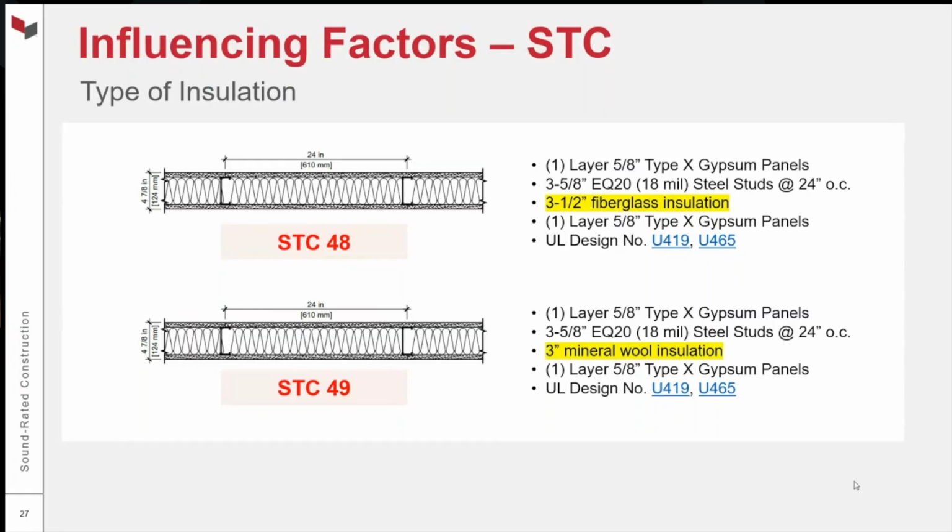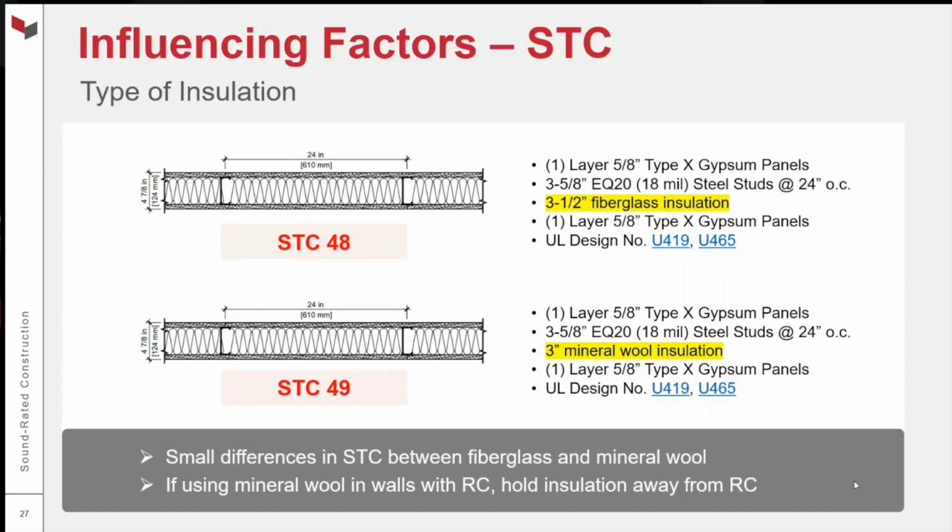So you can expect small differences, but switching from fiberglass to mineral wool is not going to be a lifesaver. It's not going to increase you 5 points. So just be aware. Also, if you're using mineral wool insulation in walls with resilient channels, it's important to hold the mineral wool away from the resilient channel, because if the mineral wool rests on the resilient channel, it can actually reduce performance. It can interfere with the resilient channel's ability to perform.